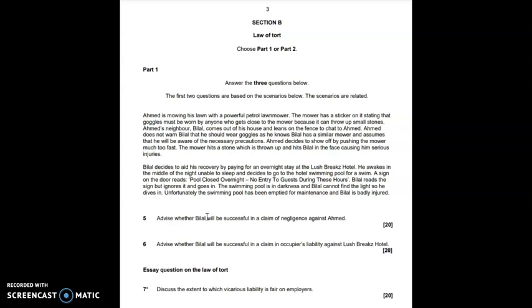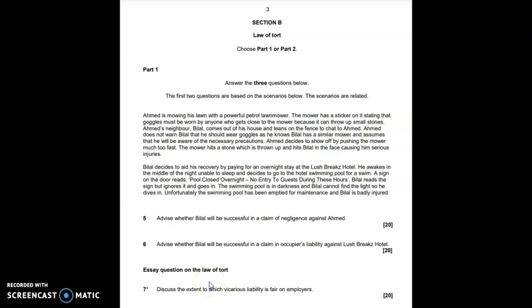And it would seem that Lush Brakes look likely to be liable under section 1.3 as they satisfy the three aspects, but the warning notice acts as a full defence since it was capable of making Bilal safe, and you could talk about the case of Tomlinson and Congleton there.